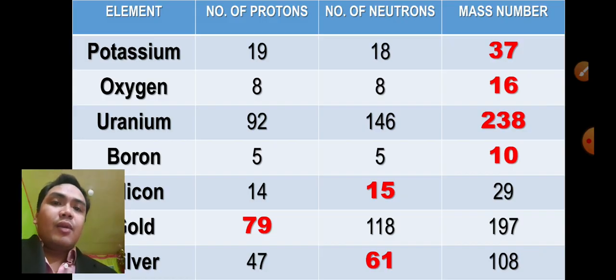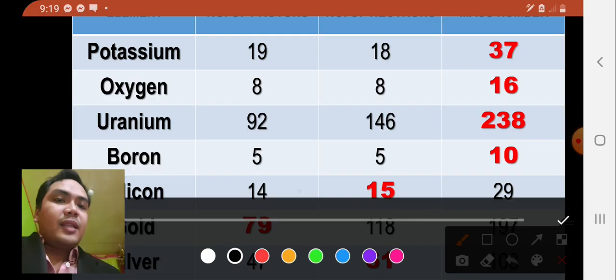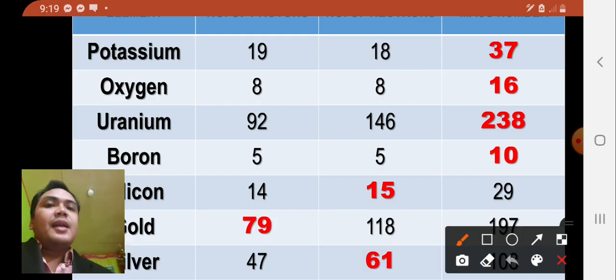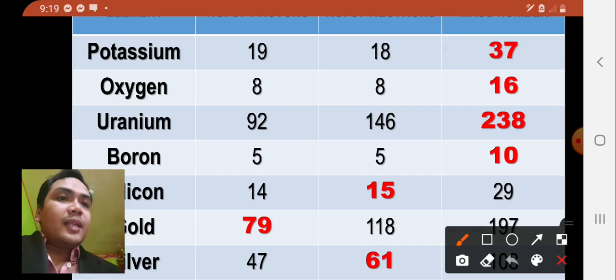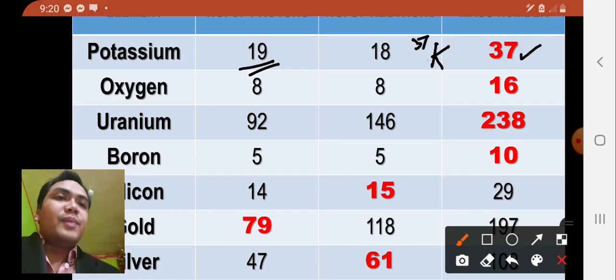So to begin with, let's have the first item. We have potassium. Let's try to write the isotopic symbol for potassium. First, its chemical symbol is K, and its mass number is 37. So you have 37 on the upper left corner, and then its atomic number, which is equal to the number of protons, will be 19. Therefore you have 37K, 19.